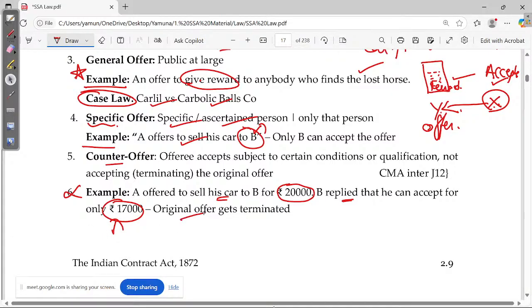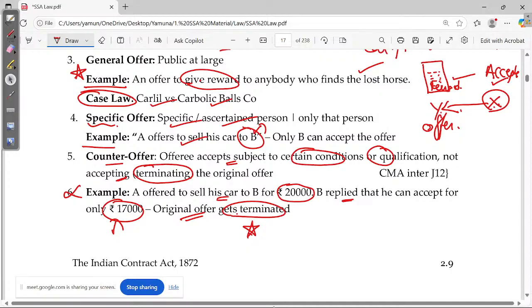Which means the original offer cannot be effective, cannot be active now. So it gets terminated. Please highlight this term. The original offer will never become a contract. It will get terminated. If the offeree accepts subject to certain conditions or qualification, he is not accepting, which means terminating the original offer. Terminating the original. Very, very important part.